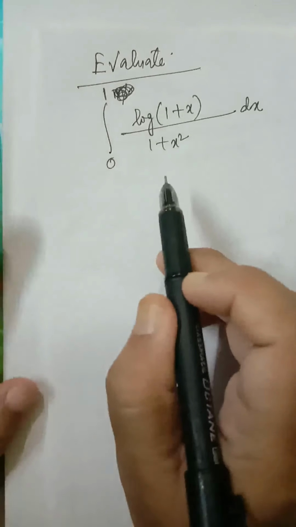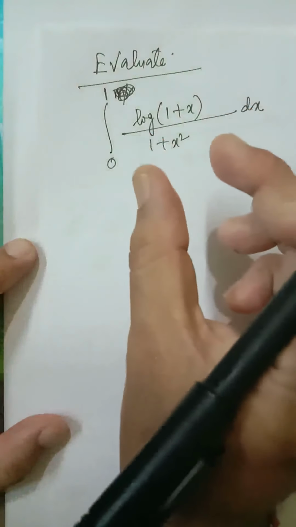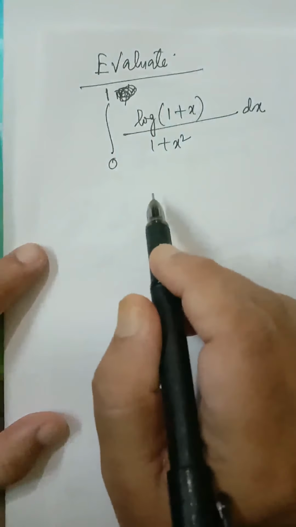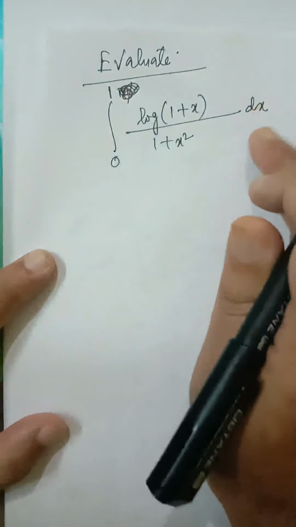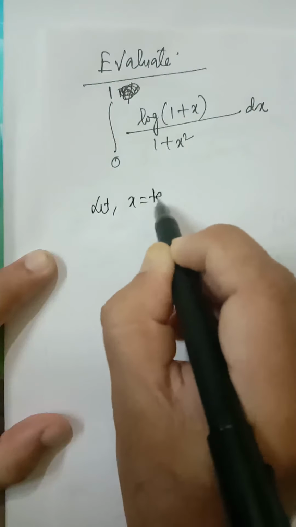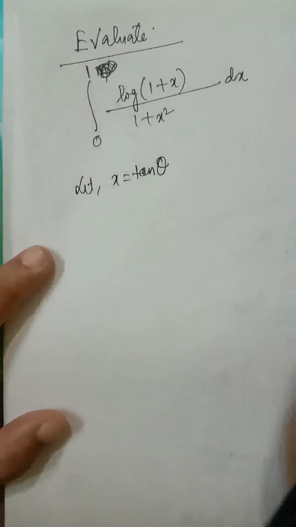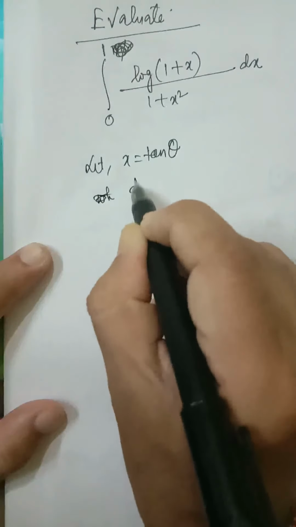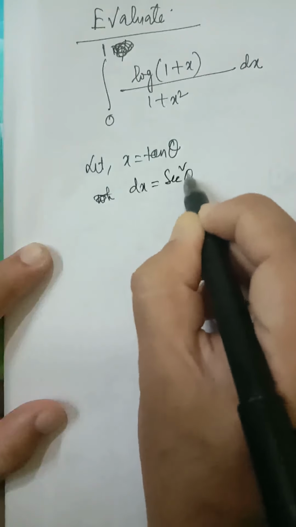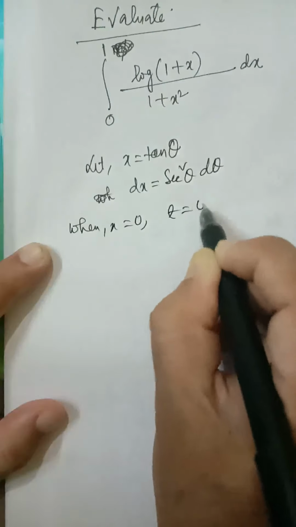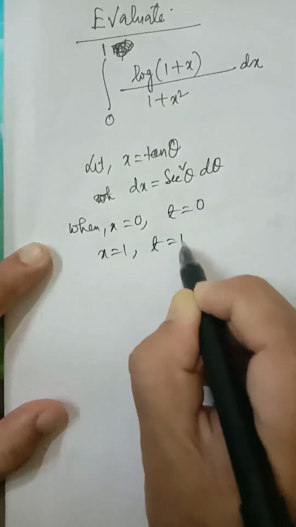Now this particular question I will not solve fully, I will just do the first 2 lines, and the rest of the part you try, you can do. Integration of 0 to 1 log of 1 plus x by 1 plus x square dx. To integrate this, first we put x equal to tan theta, that is, we are using the method of substitution. Then dx equal to sec square theta d theta. When x equal to 0, theta is 0. When x equal to 1, theta equal to pi by 4.